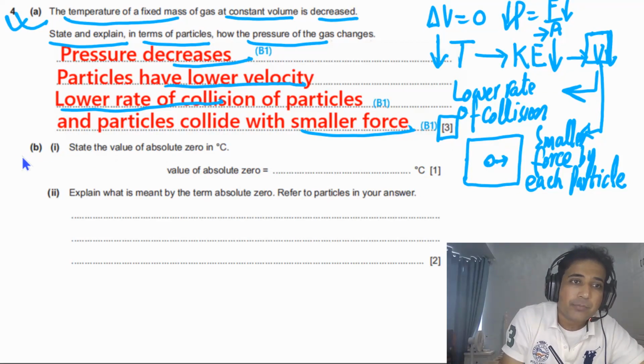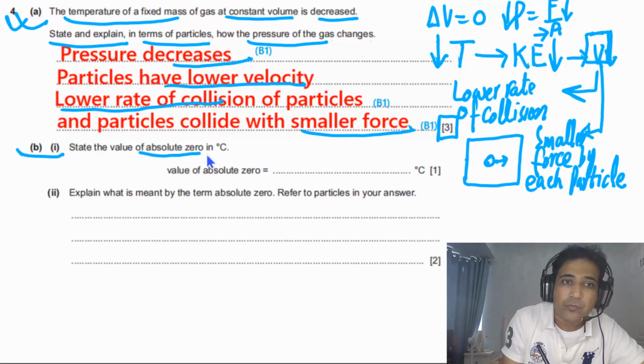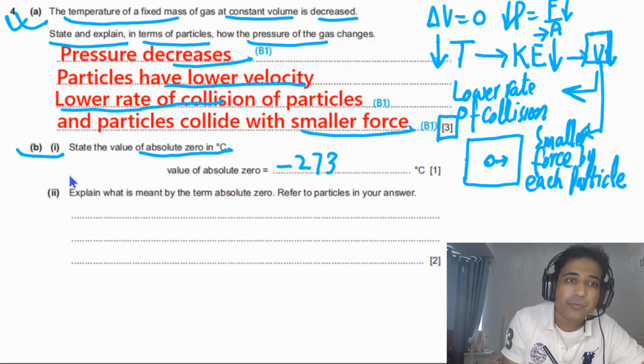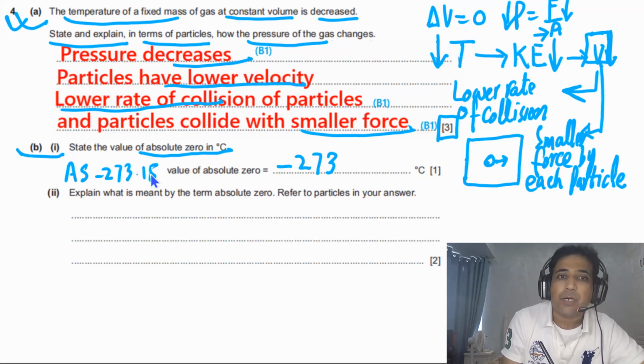For the second part, part B1, we need to state the value of absolute 0 in degrees Celsius. At IGCSE level, you can simply say minus 273 degrees Celsius. But when you go to AS level, we will state this one more precisely. We will say this is minus 273.15 degrees Celsius. But at IGCSE level, if you simply write minus 273, you will get the mark for this one.